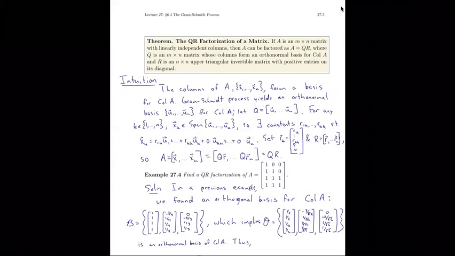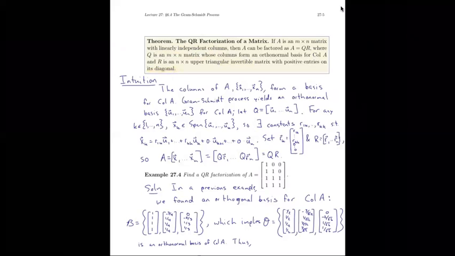So it factors into A equals QR, where Q is an m by n matrix whose columns form an orthonormal basis for the column space of A. That's exactly what I was just talking through, right? The orthonormal basis are the Gram-Schmidt vectors based on the column vectors of A. And then R, a little bit outside the idea of our Gram-Schmidt process, is an n by n upper triangular invertible matrix with positive entries on its diagonal.